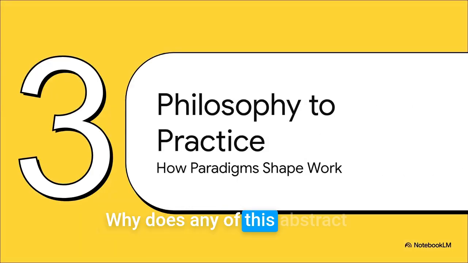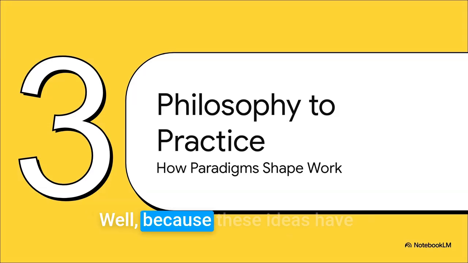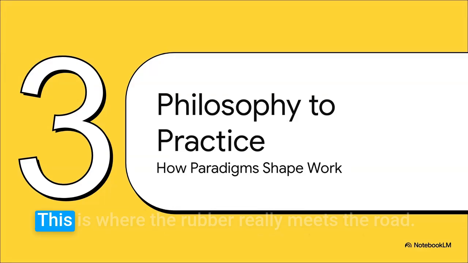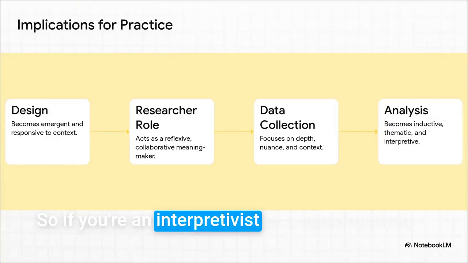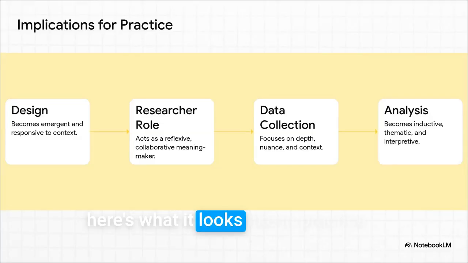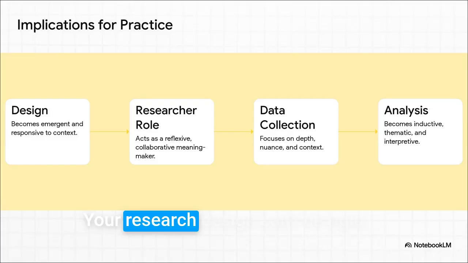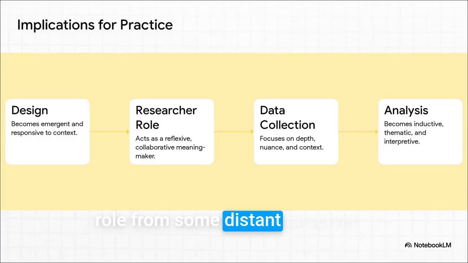Okay, but so what? Why does any of this abstract philosophy stuff actually matter? Well, because these ideas have huge practical consequences for how a research study gets done. This is where the rubber really meets the road. So if you're an interpretivist or a constructivist, here's what it looks like in practice. Because you believe reality is complex, your research design can't be rigid. It has to be flexible and evolve. This totally changes the researcher's role from some distant observer to more of a collaborative partner.